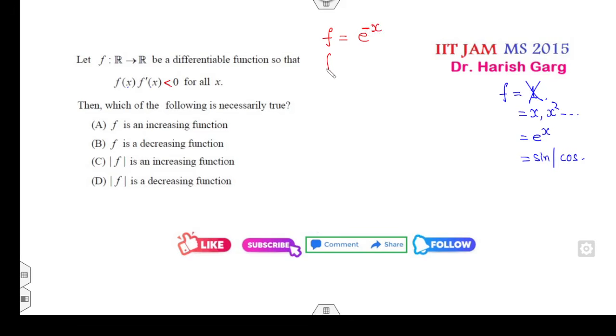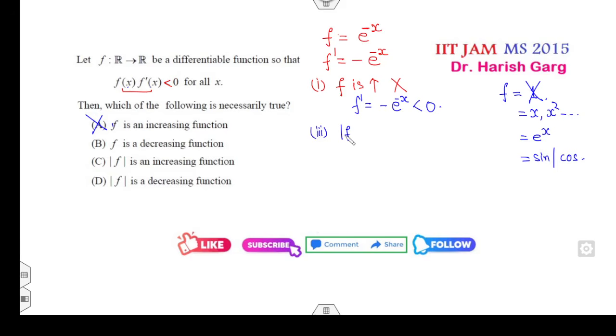Now what is the f dash? f dash is minus e raised to power minus x. Now it satisfies this property: f into f dash is less than 0. Now, can you say f is increasing? No. Why? Because f dash is minus e raised to power minus x, which is always less than 0. So f is increasing is cancelled. Is f decreasing? Yes, but based on the counterexample, you can never choose that option.